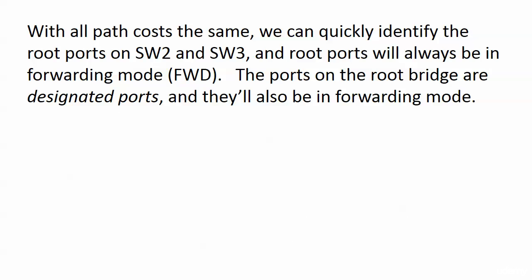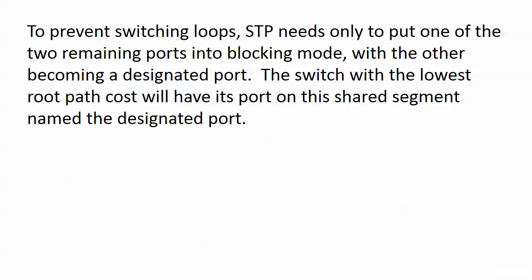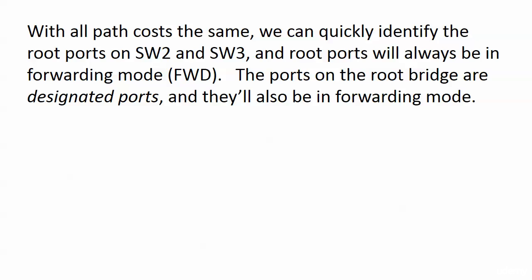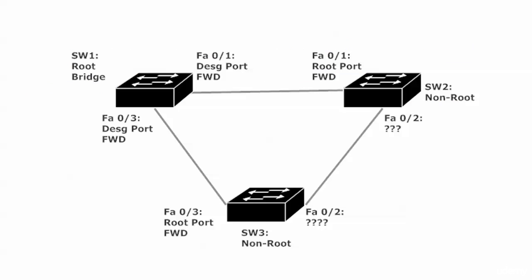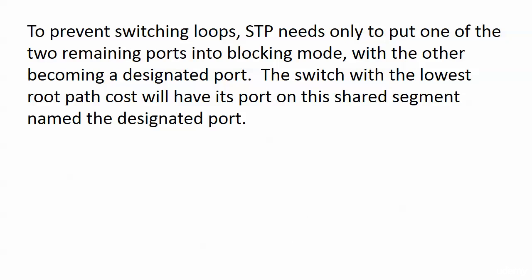Well, we've got all this down on that particular screen, and what I want to point out here is that to prevent switching loops, STP only has to put one of the 2 remaining ports into blocking mode. And what will happen on this segment, just going back to the one connecting 2 and 3, is that one of these ports will become a DP, a designated port, and it will be in forwarding mode. The other port will be in blocking mode, and it will not be a designated port. It'll actually be an alternate port, as we'll see in the status command.